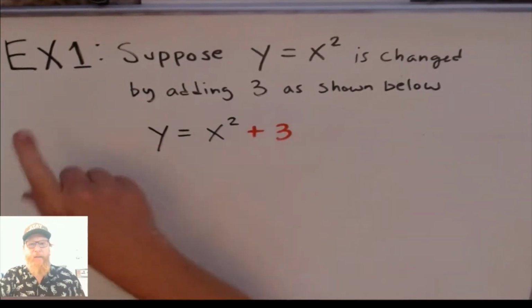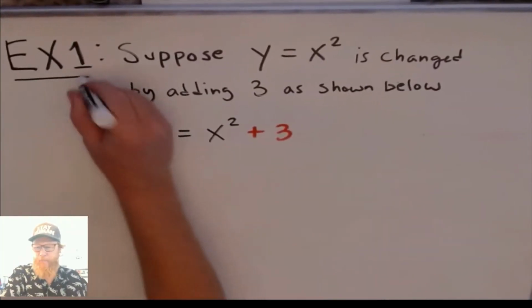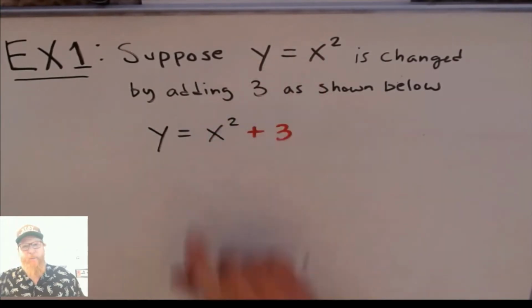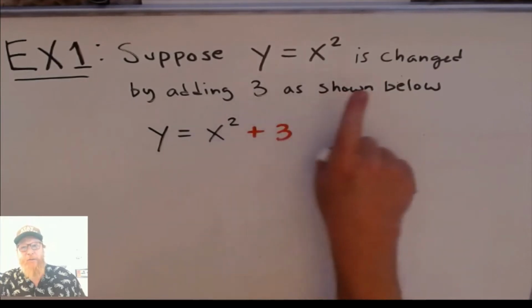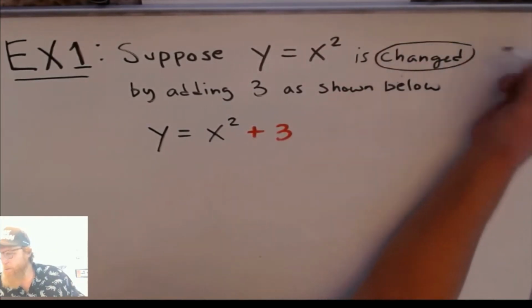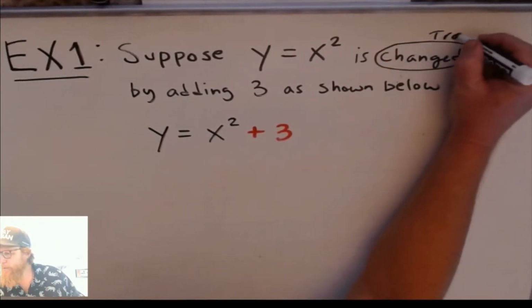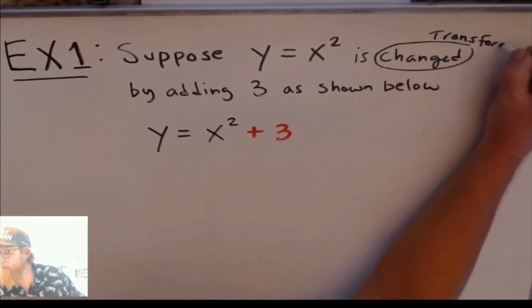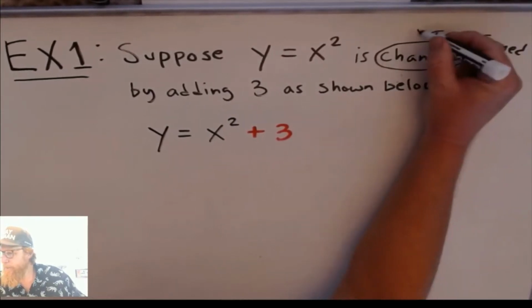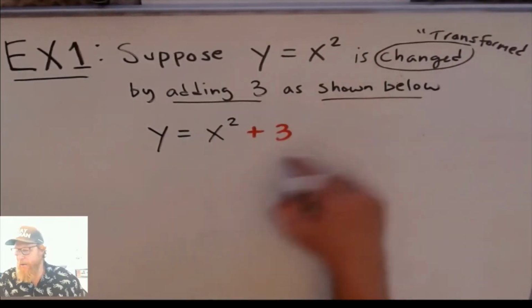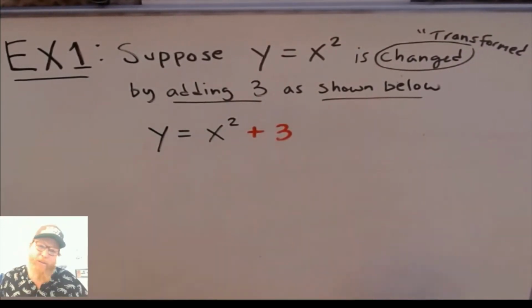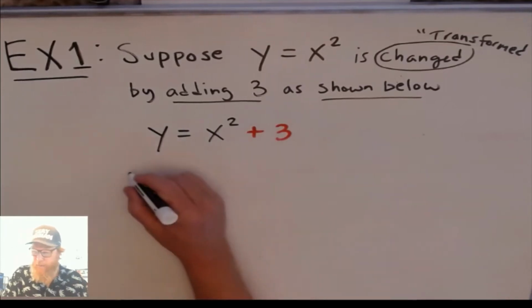Okay, so we have example 1 here. So suppose y equals x squared, also known as the quadratic function, is changed or transformed. I often will use those words interchangeably. Hence the name transformations. By adding 3 as shown below here in red. Now, I'm not always going to write it in red, but just to sort of get the emphasis down. I'm going to ask you some questions.